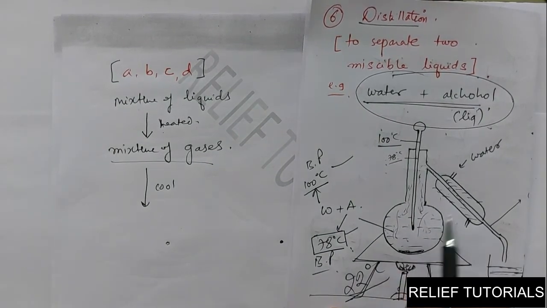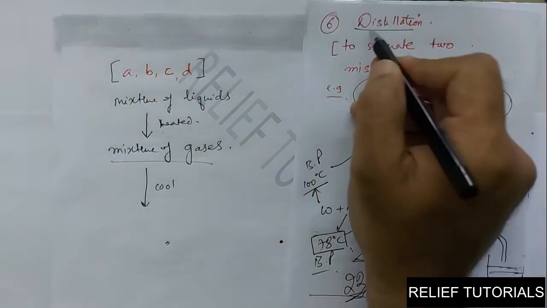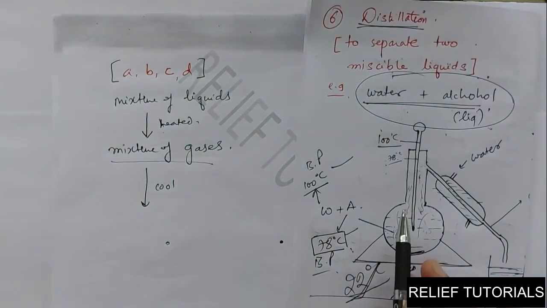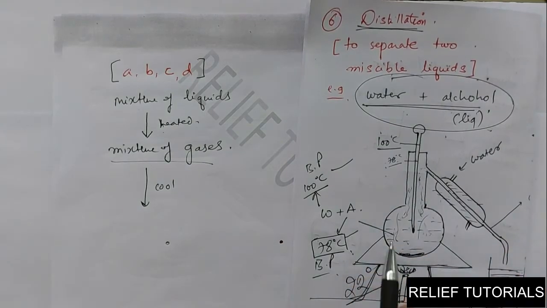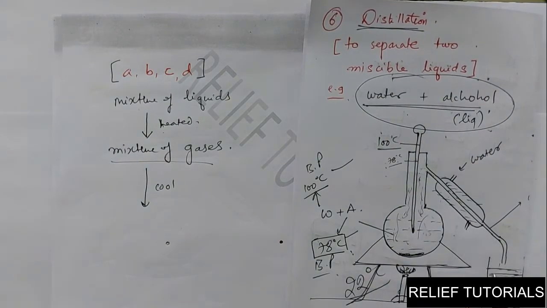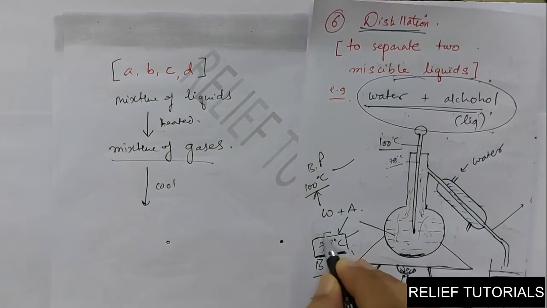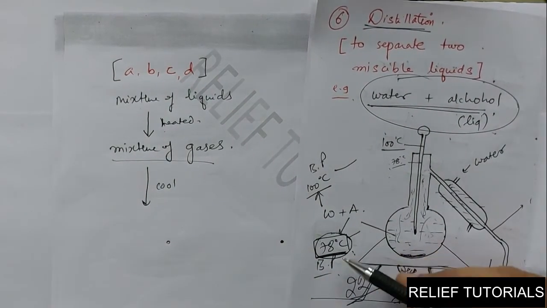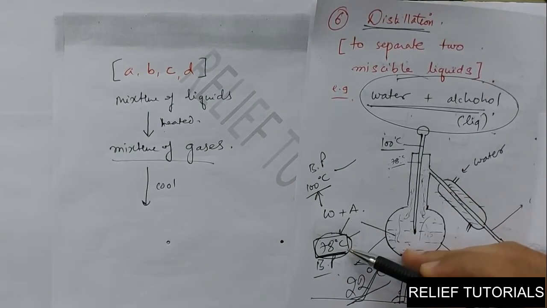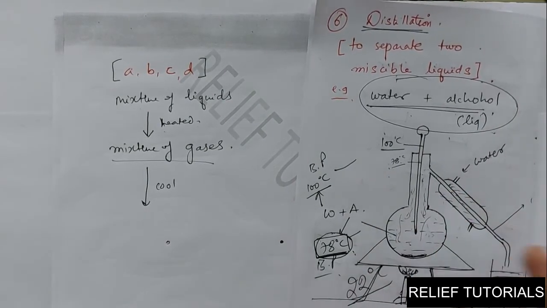Note it, I am speaking again and again: in the simple distillation process, we are not converting the whole mixture into gaseous state first. We are converting one by one component into gaseous state, condensed and taken out. Here, the substance having the lower boiling point will be taken out first. Means here, the substances will be taken out in the increasing order of boiling points.